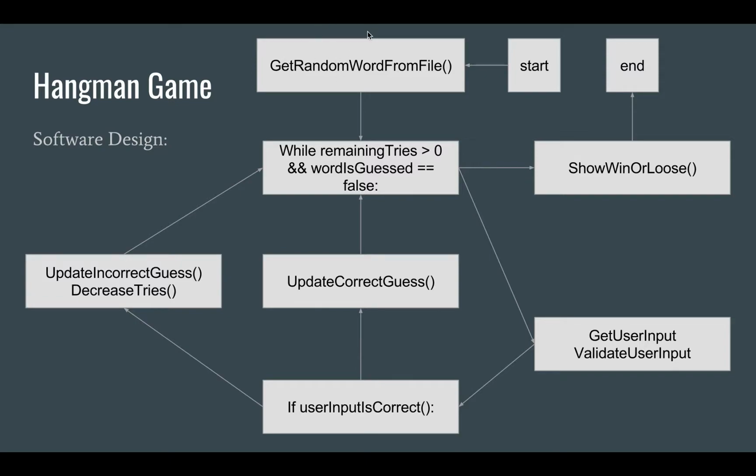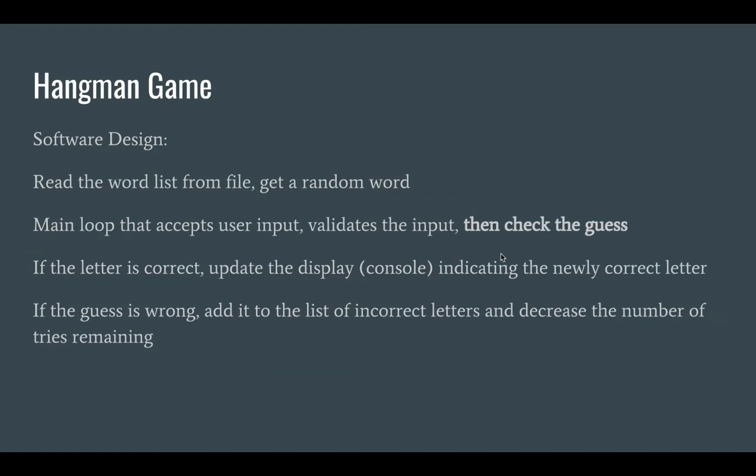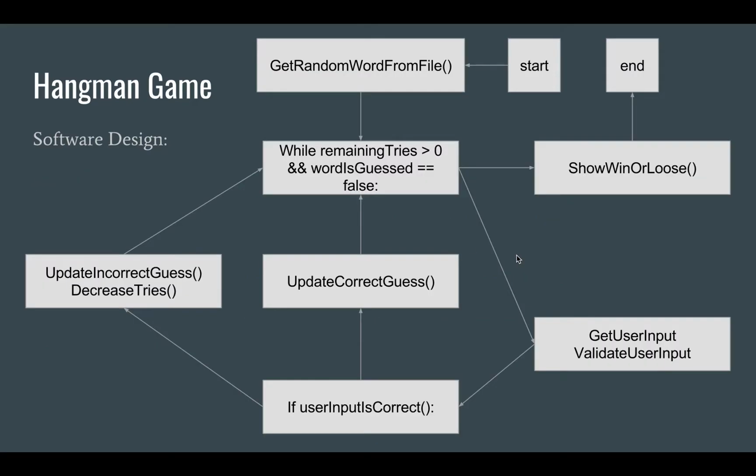We'll write this method, and that's probably the very first line of code: get random word from file. Next, we know that we have this main loop that accepts user input. Now, we can break that down a little bit. While remaining tries is greater than 0 and word guessed is false, or you can think of it as while the user has tries remaining and the word's not guessed, then we move into this loop. And you can see the loop going around right here.